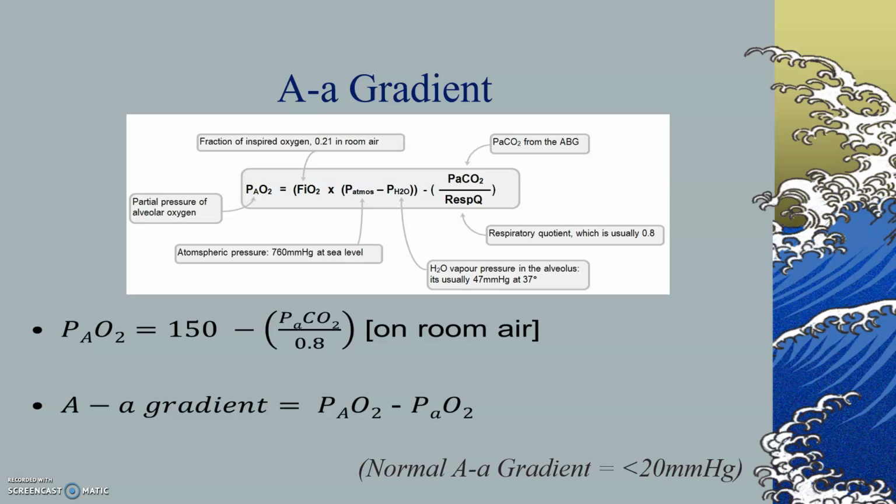This is a rather complicated equation to help you work out what the alveolar arterial gradient is for oxygen. We will come back to this.